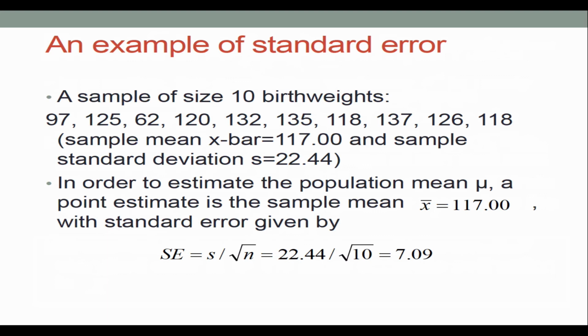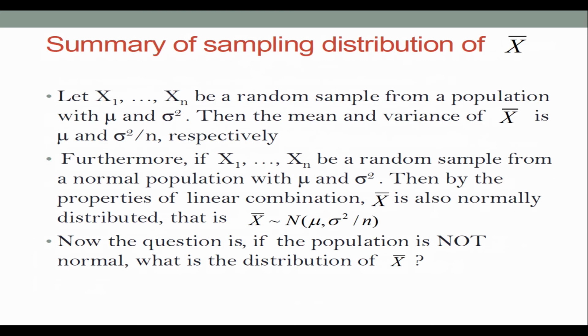So here, just giving you a sample, you can calculate the sample mean and its standard error. So here's the summary of the sampling distribution of this sample mean. Let x1 to xn be a random sample from a population with a mean mu and a variance sigma squared. Then the mean and the variance of x bar are mu and sigma squared divided by n. We just derived it in the previous slides.